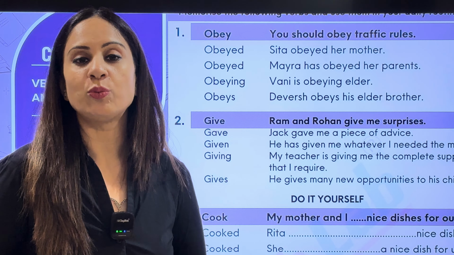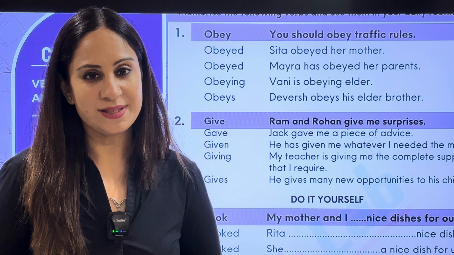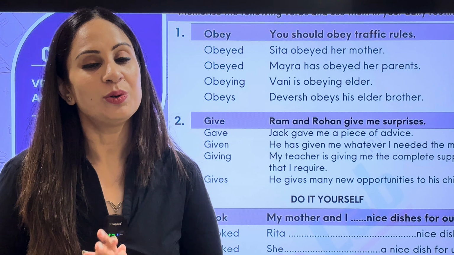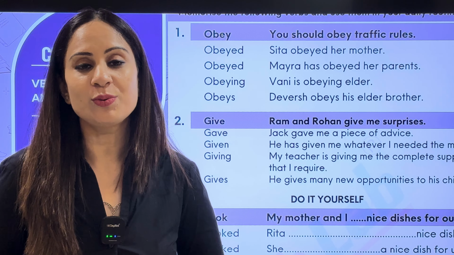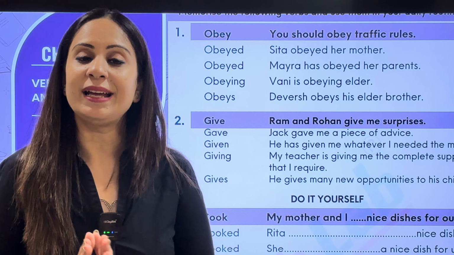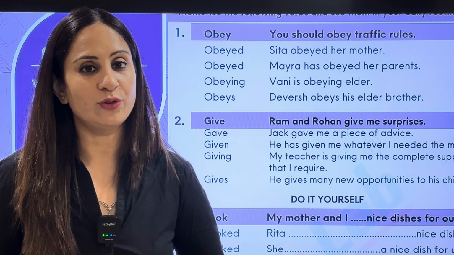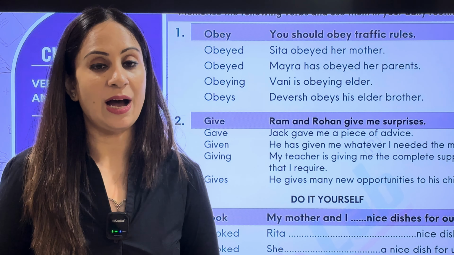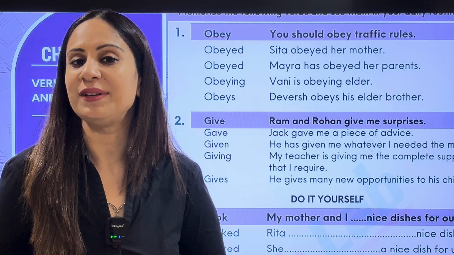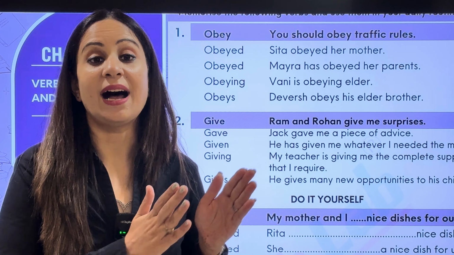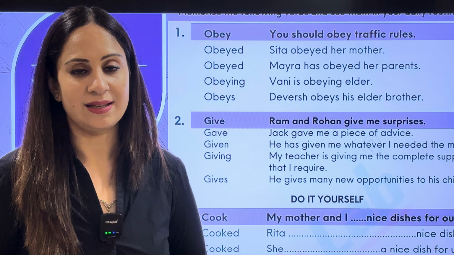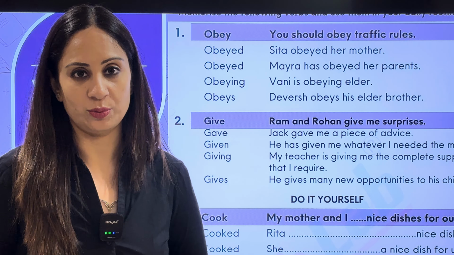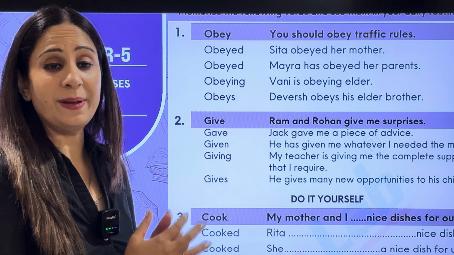But what if I want to use I? So I should say, I have obeyed my parents. With I, you, we, they, if you want to use the third form, use have. I have obeyed, you have obeyed, they have obeyed, Mohit and Sita. Now we have two persons, and that is why I will use have. Mohit and Sita have obeyed their parents. I'm sure this concept is clear of has and have with the third form of the verb. So Myra has obeyed her parents.